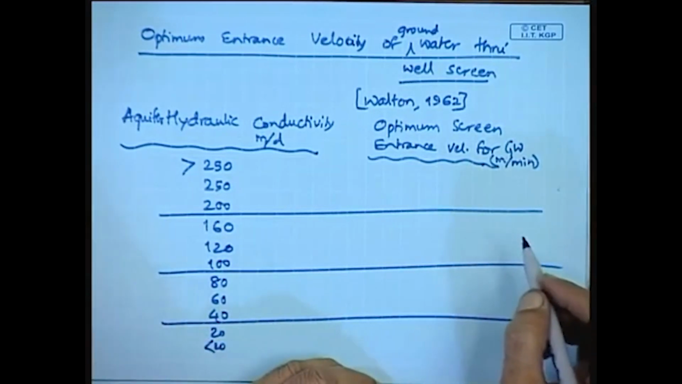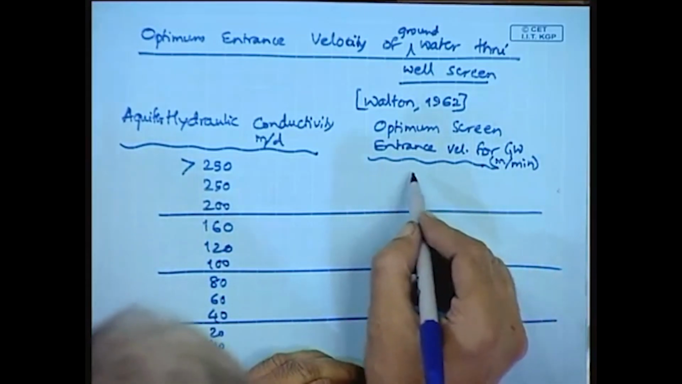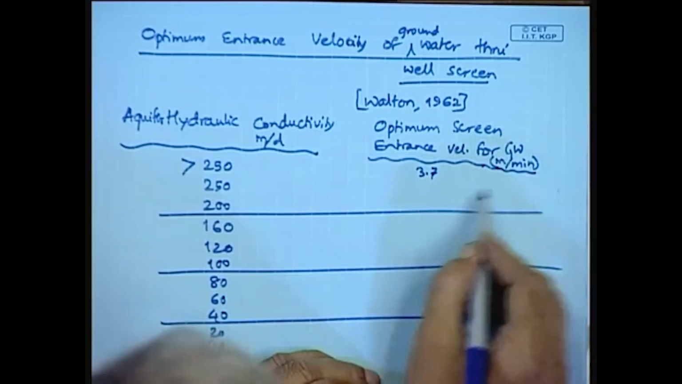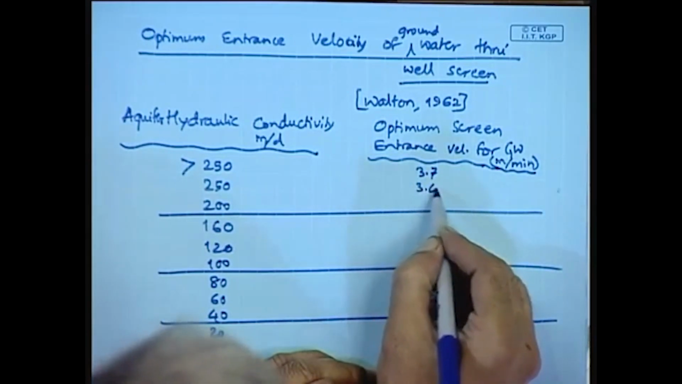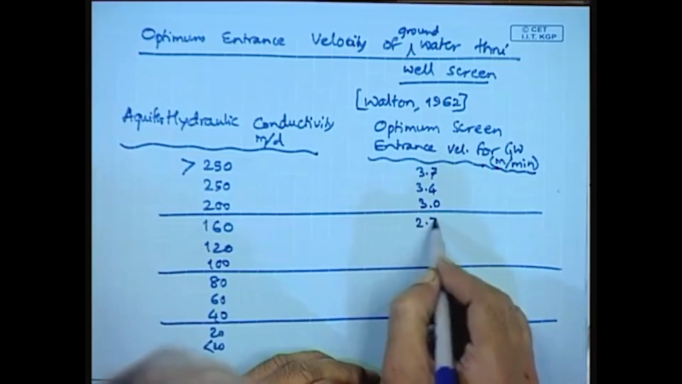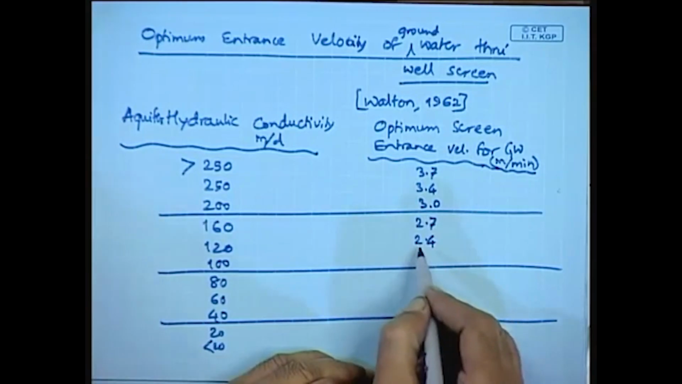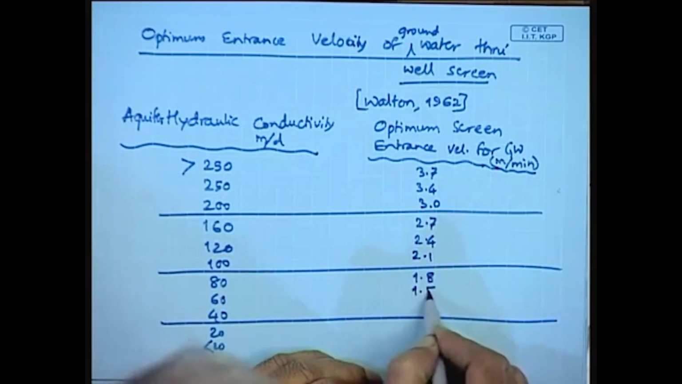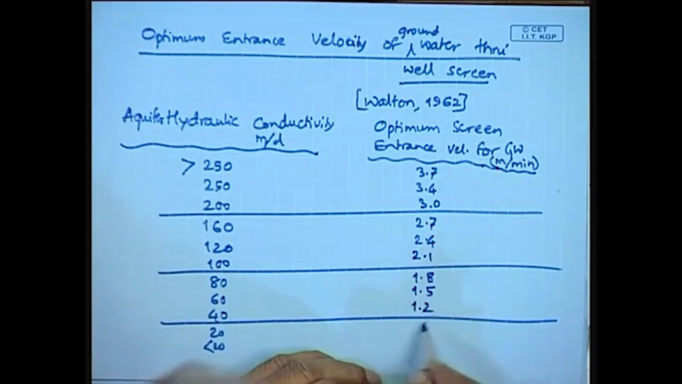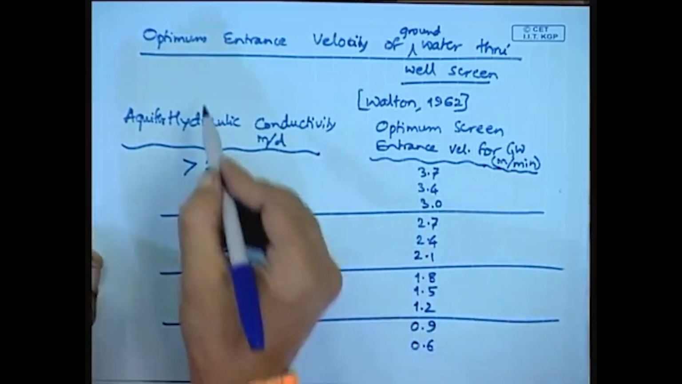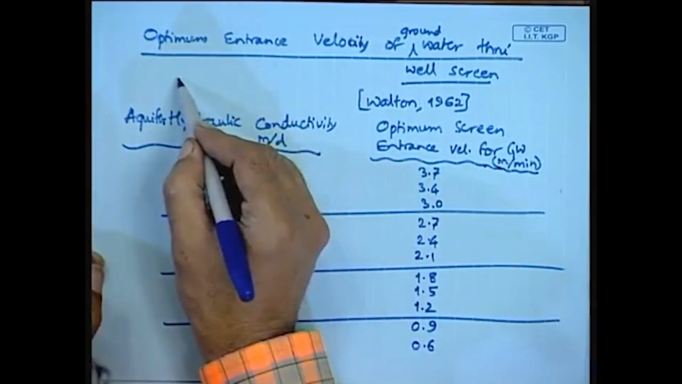So the optimum screen entrance velocity, this is 3.7, this is all in meter per minute, 3.4, then 3, 2.7, 2.4, 2.1, 1.8, 1.5, 1.2, 0.9, and then 0.6. And here for this there is a formula, let me write the formula here.